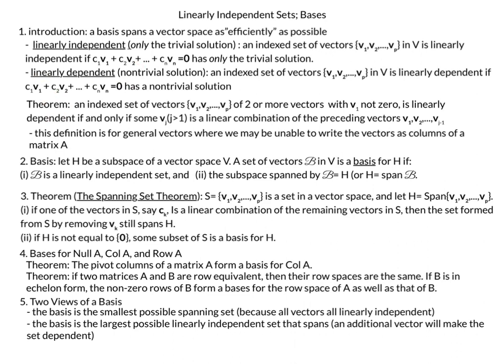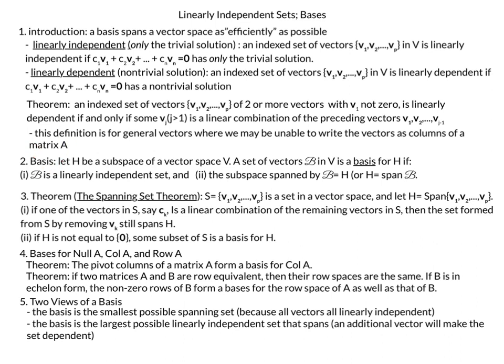And then we have this theorem: an indexed set of vectors v1 through vp of two or more vectors with v1 not equal to 0 is linearly dependent if and only if one of the vectors, we'll call it vj, is a linear combination of the preceding vectors, v1 up to vj minus 1. This definition is for general vectors, where we may be unable to write the vectors as columns of a matrix. Remember, vectors don't have to be vectors in Rn. We talked about general vectors in a previous video.